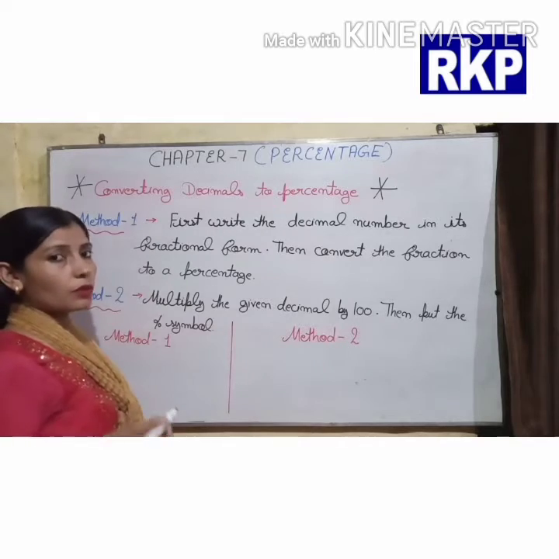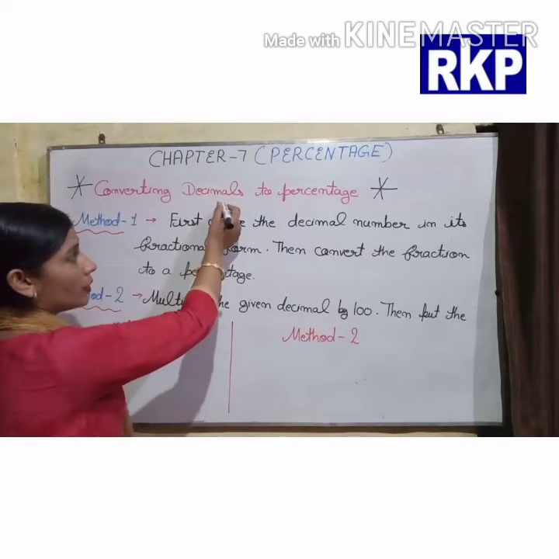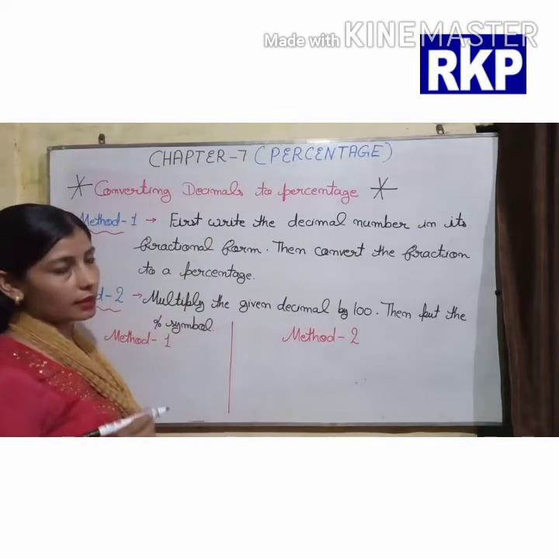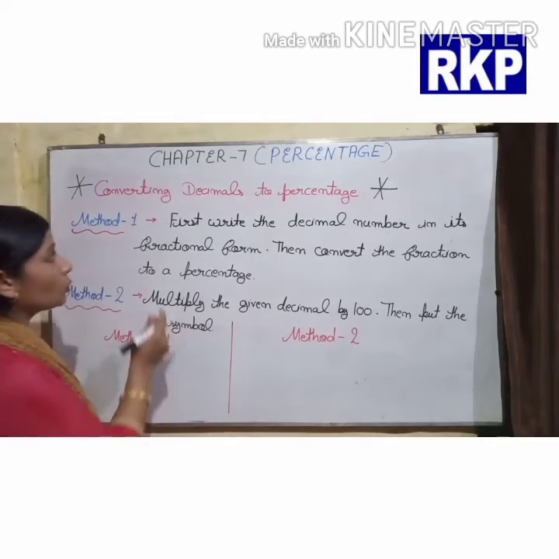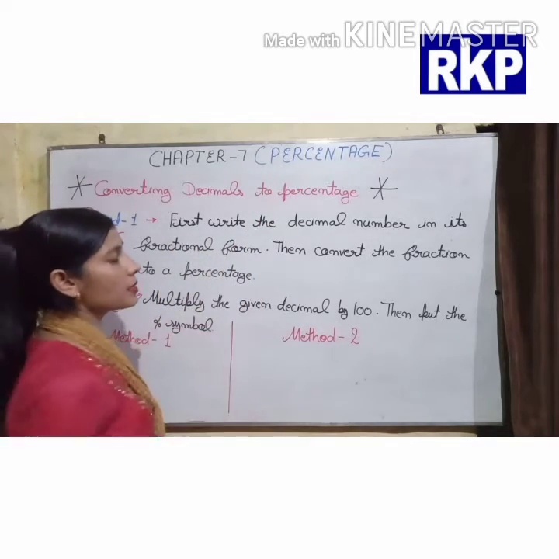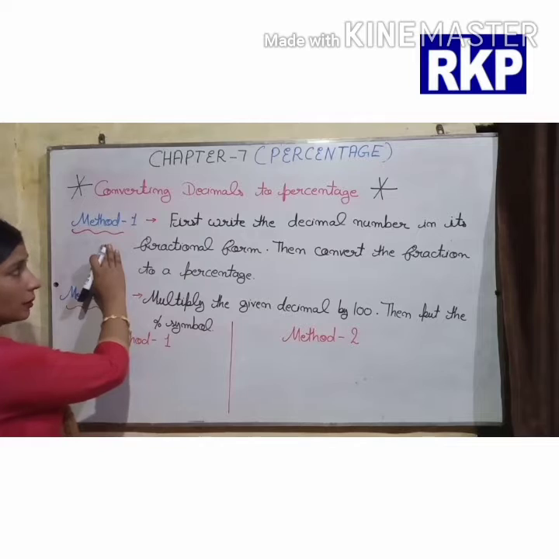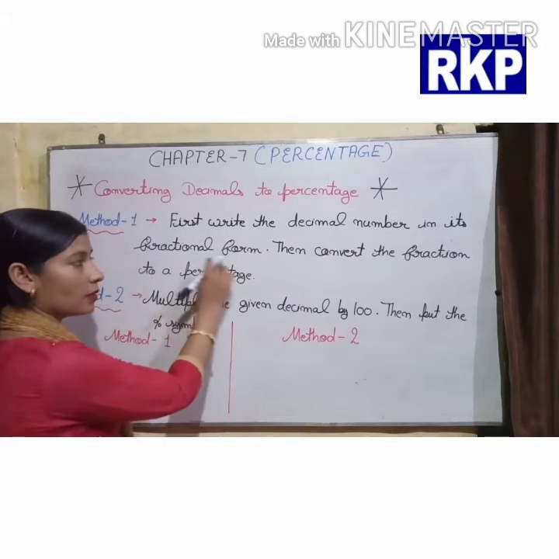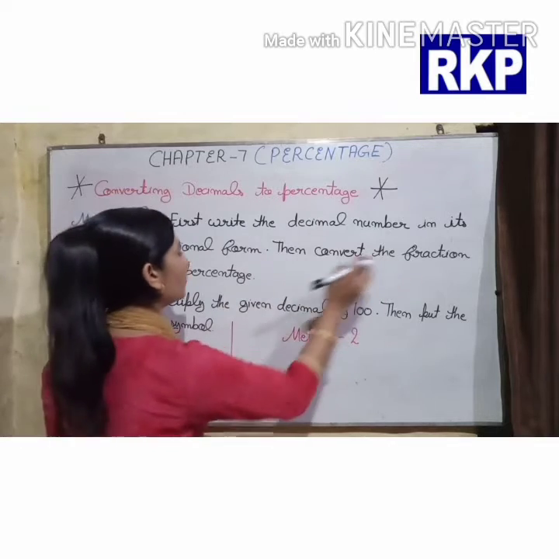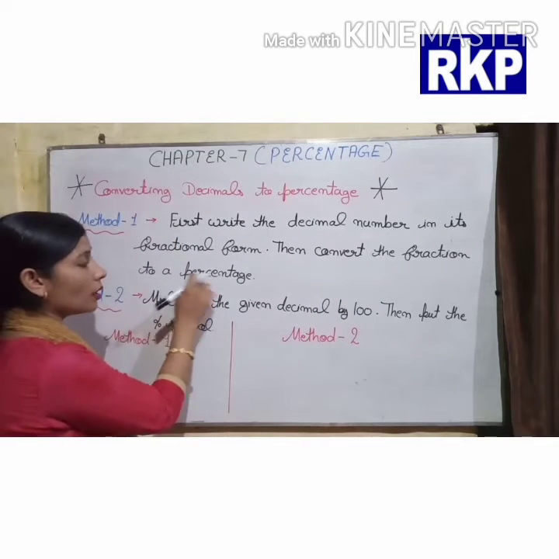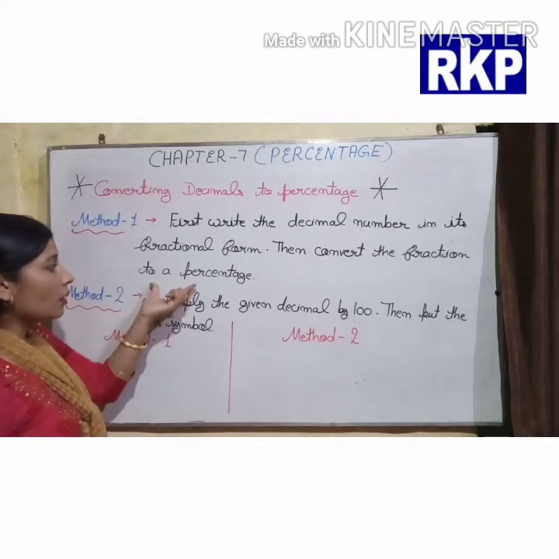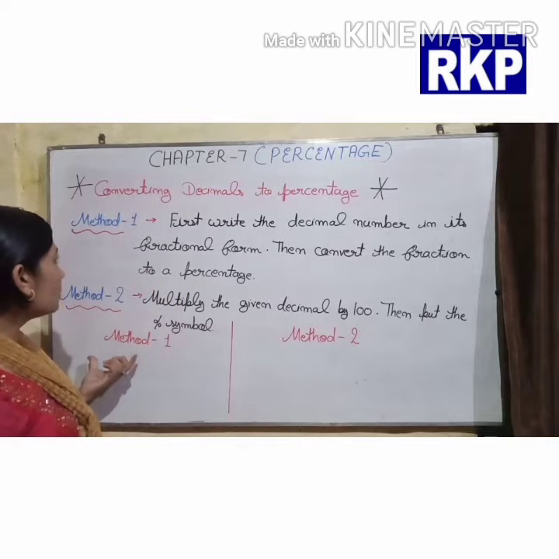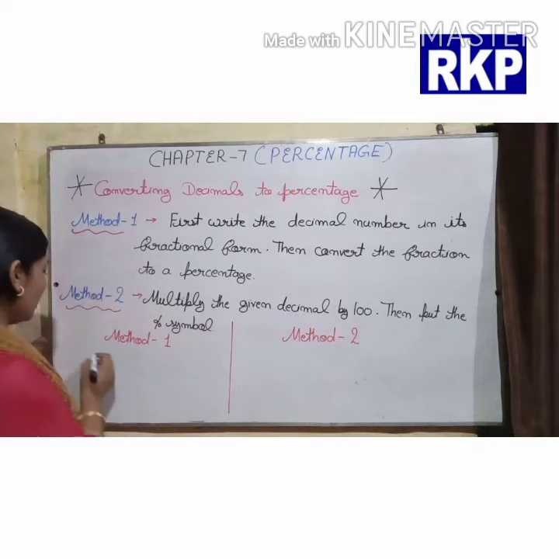Now students, first of all let us see how we can convert decimals into percentage. We have two methods to convert a decimal number into percentage. Let us see the first method. First write the decimal number in its fractional form and then convert the fraction to a percentage. Okay. So let us take one example to understand it.